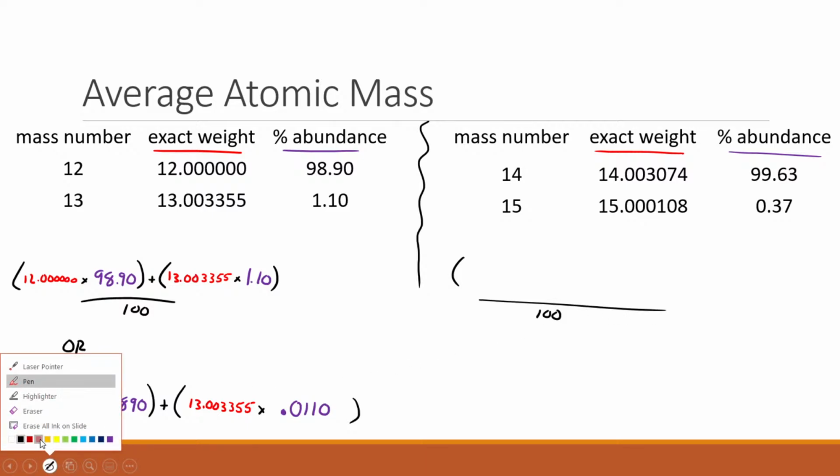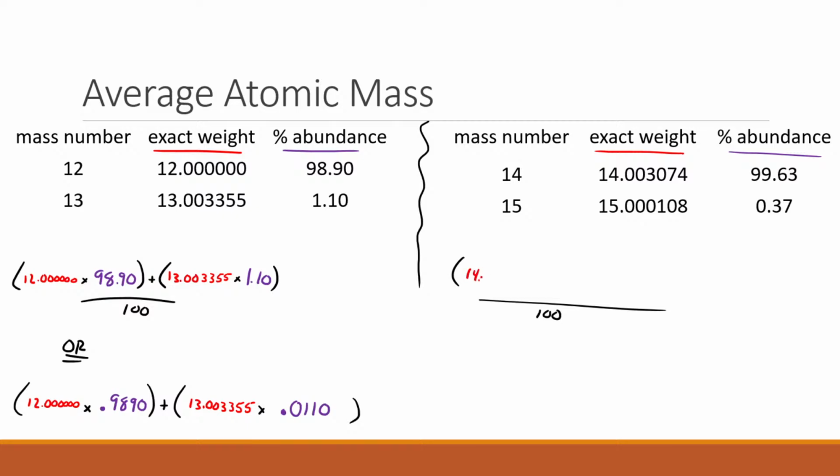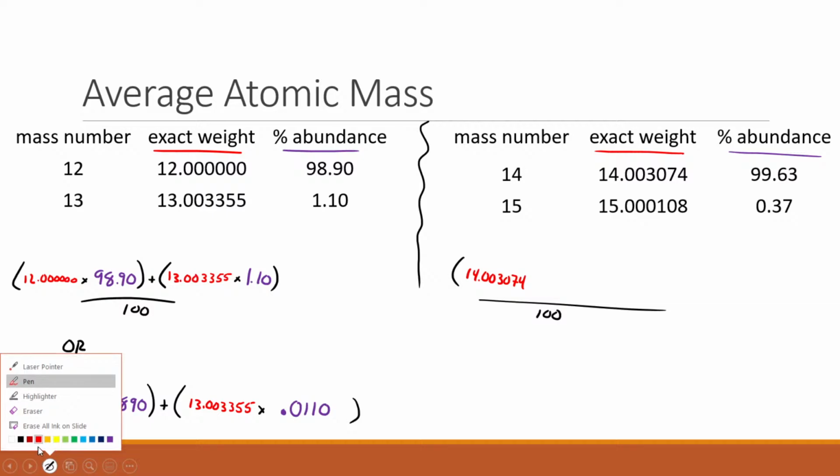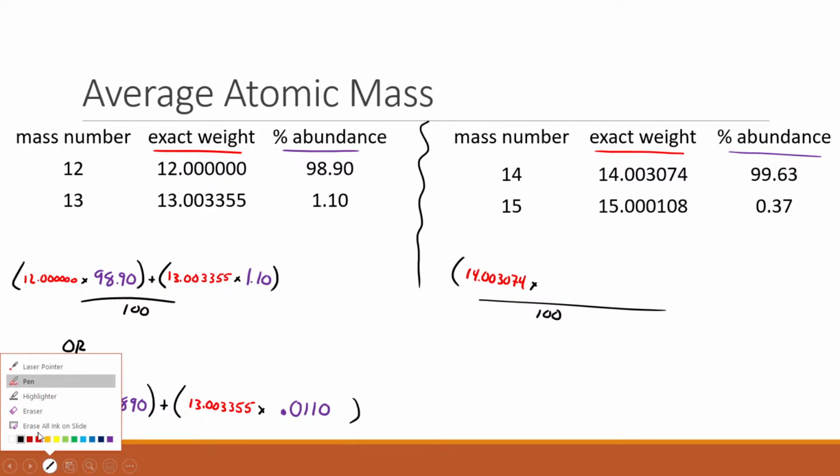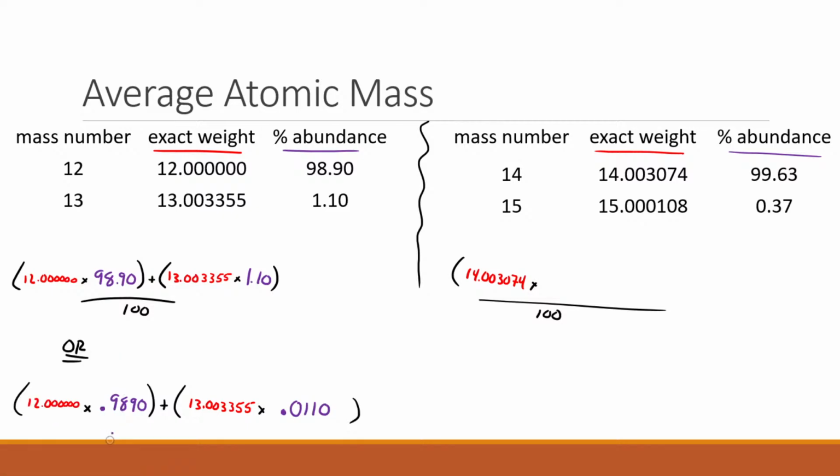Right, where I can take my exact weight times the abundance for each thing, adding them together and then dividing by 100.